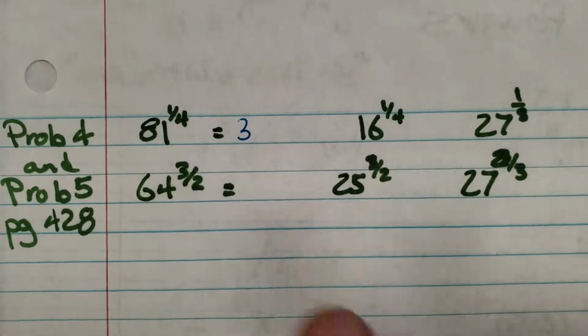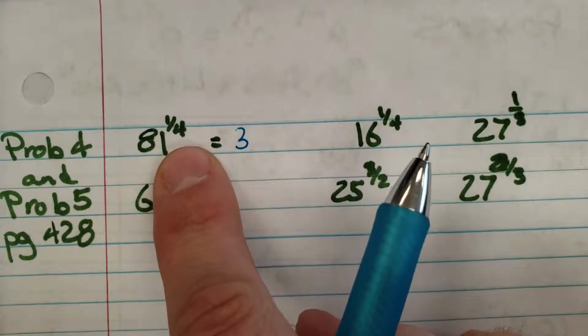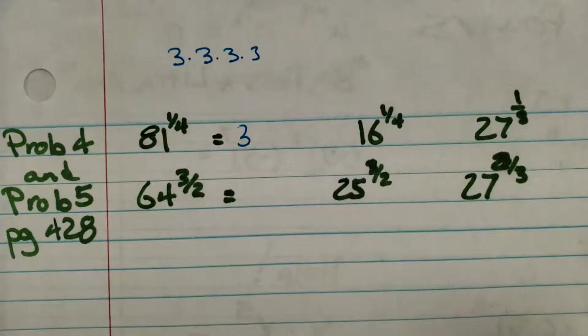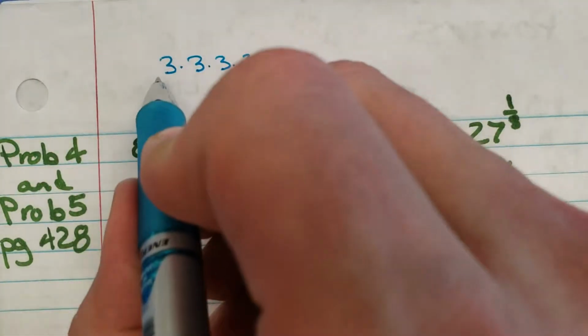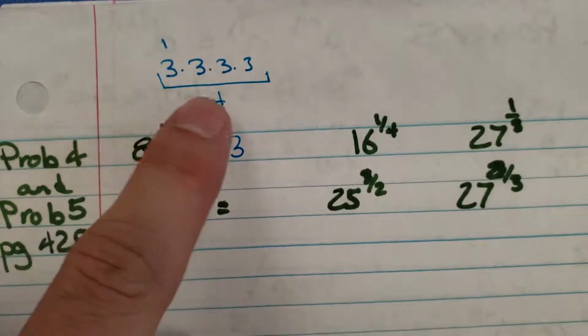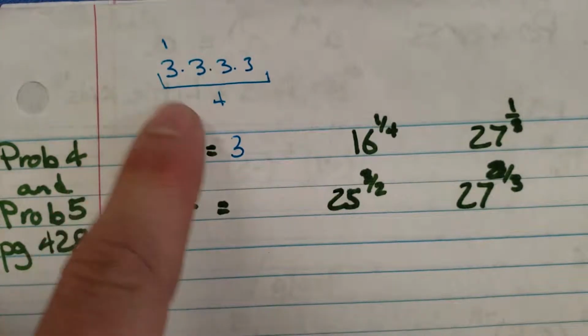I'm going to break down what the book thinks. Oh, 81 to the 1/4. If you break 81 down, 81 is actually 3 times 3 times 3 times 3. So it's 4 factors, and they want you to have one of them. So one of the 4 factors would be a single 3.